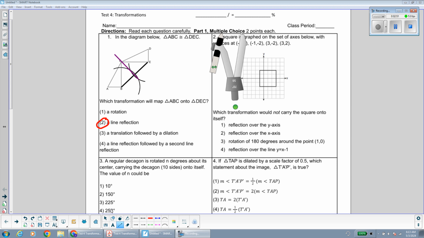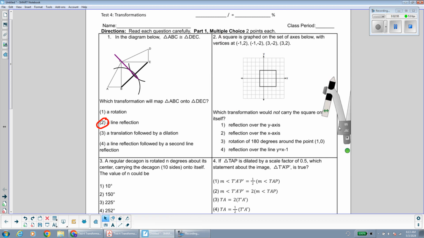Moving on to number 2. Let me get rid of this over here. We're looking for the transformation that's not going to map the square onto itself. So the answer does end up being answer choice number 1 because the y-axis is not a line of symmetry of the square. If you check out the other answer choices, the x-axis, that is a line of symmetry.